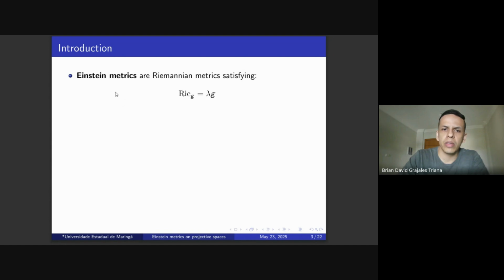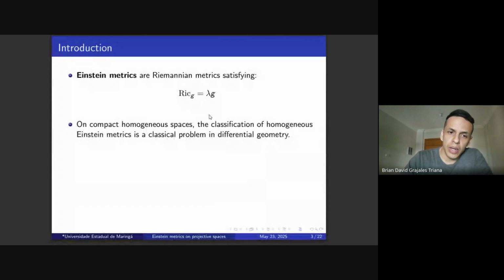As we know, a Riemannian metric is Einstein if the Ricci tensor is a scalar multiple of the metric itself. This is a classical problem that has been studied in many contexts, on compact homogeneous spaces or even non-compact. There are many contexts in which we have a classification of homogeneous metrics. This problem is not finished, but you have a classification or characterization of homogeneous Einstein metrics in different classes of homogeneous spaces.